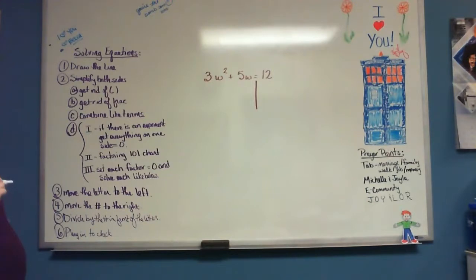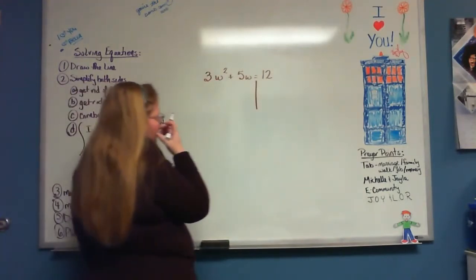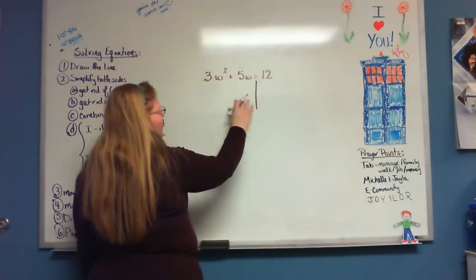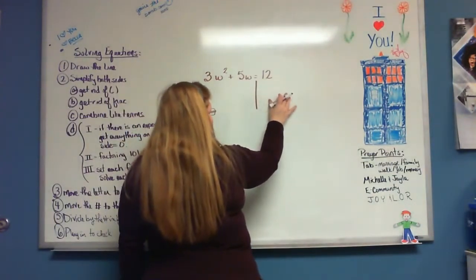Simplify both sides, get rid of the parentheses, we ain't got no parentheses. Get rid of the fractions, we ain't got no fractions. Combine like terms, we ain't even got them. Is there an exponent? Yes. So I need to get everything on one side equal to 0. The question is, do I want it all on this side or do I want it all on that side?